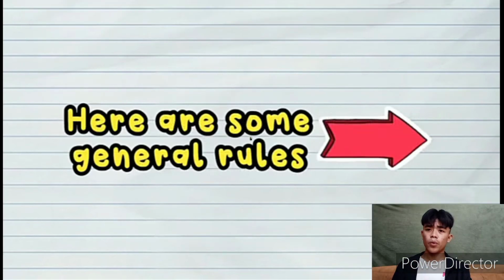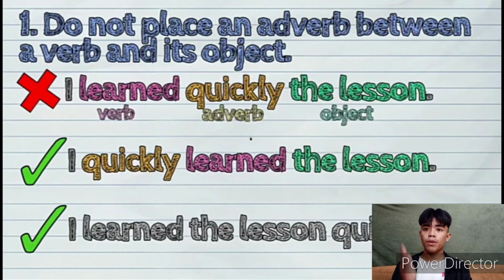Also consider the following rules. Number one, do not place an adverb between a verb and its object. For example, "I learned quickly the lesson." This sentence is incorrect because quickly, which is the adverb, is placed between the verb, learned, and its object, the lesson. The right way is "I quickly learned the lesson," or "I learned the lesson quickly."